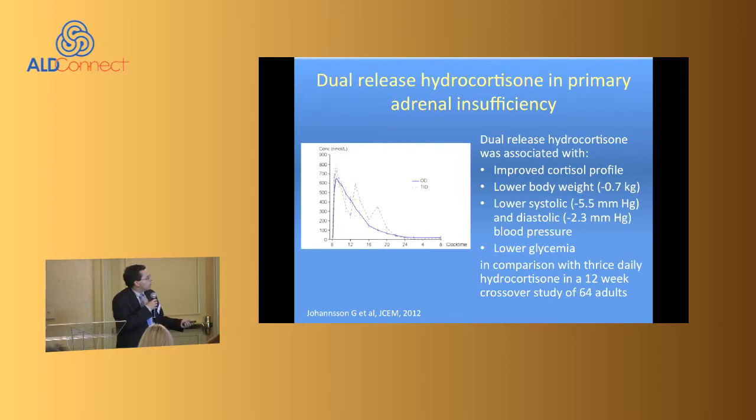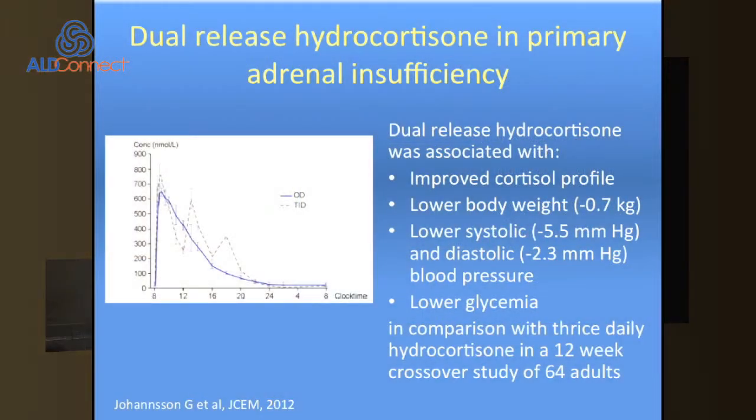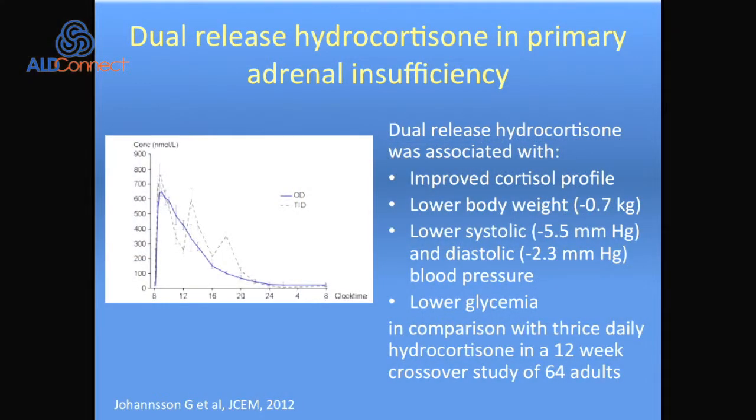But more importantly, the investigators in this study found that the dual-release hydrocortisone was associated with a lower body weight by, this is about 1.5 pounds. I'm sorry, the opposite. So this is about 1.5 pounds. There is lower systolic and diastolic blood pressure, lower blood sugar exposure. And this was a study of 3 months over 64 adults who were treated with either form of preparation sequentially.